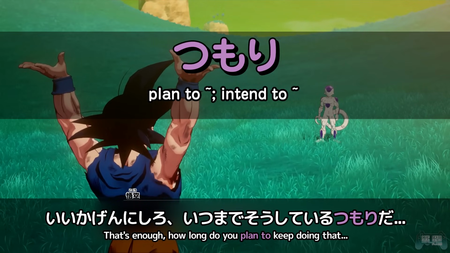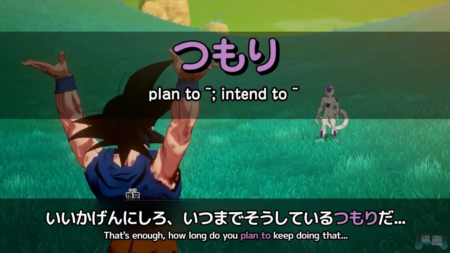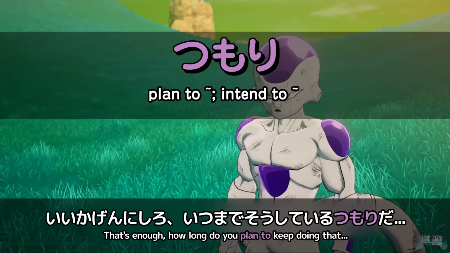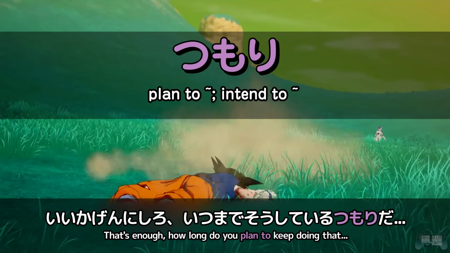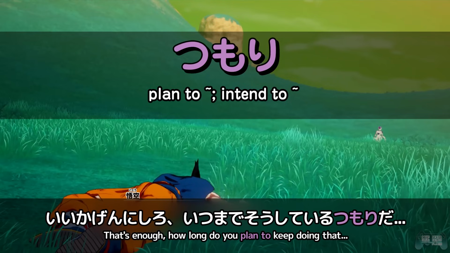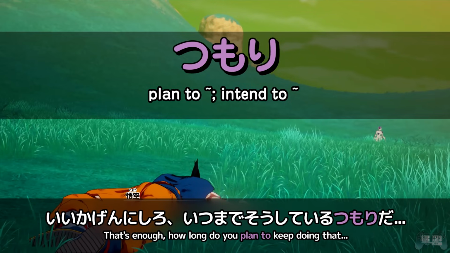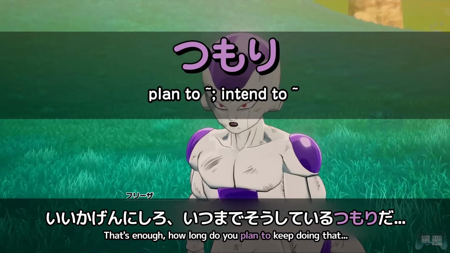he just don't care for almost 120 episodes and says, how long do you plan to keep doing that? いつまで? Until when? そうしているつもり? Do you intend on doing that? In both of these cases, we can see that the focus of this grammar's point is to highlight the willingness and purposefully doing of an action.